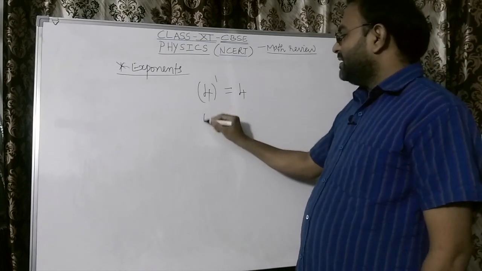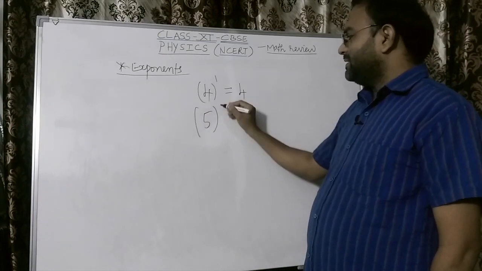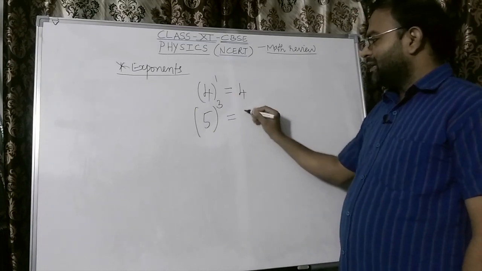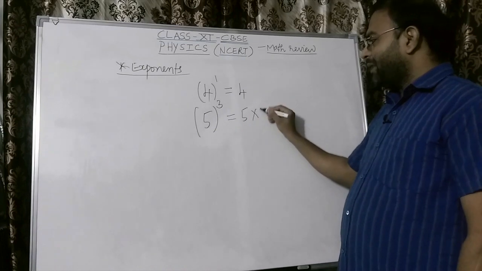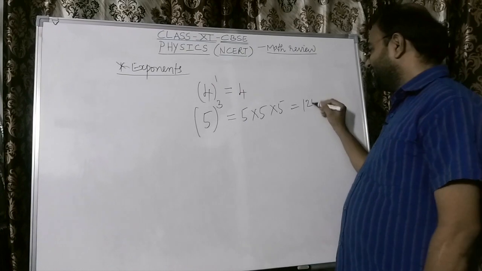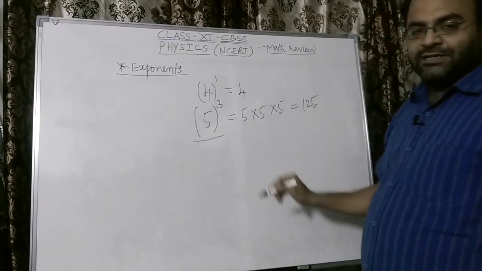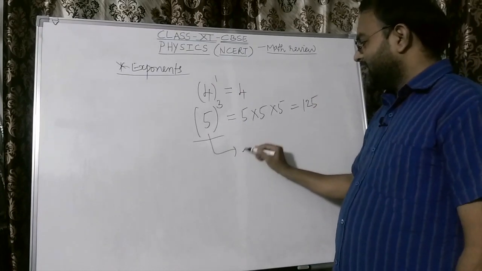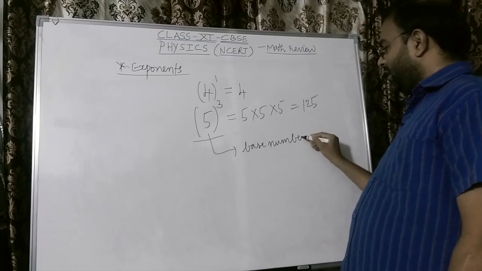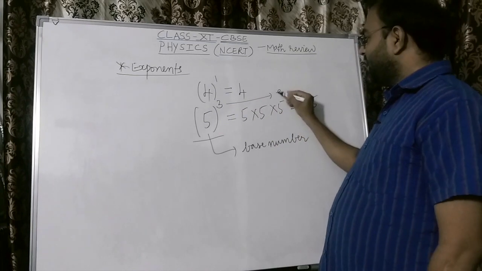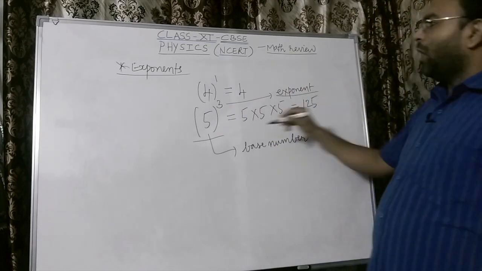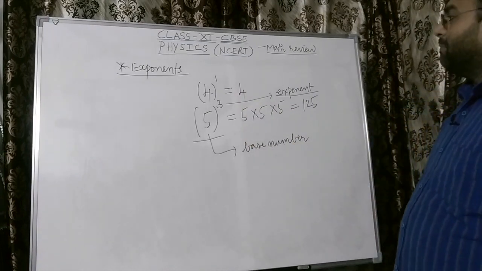Suppose I write a number 5 and say I raise it to the power 3. What does this mean? This means the number 5 is multiplied onto itself 3 times and the result is 125. Now this is an exponent number. It has two parts. This part 5 is the base number and this part 3 is its exponent. So the number as a whole is an exponential number.